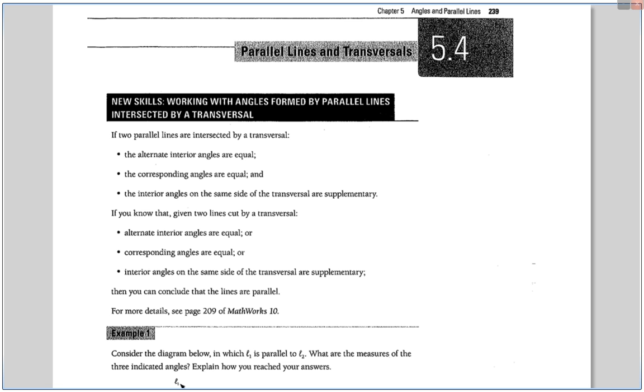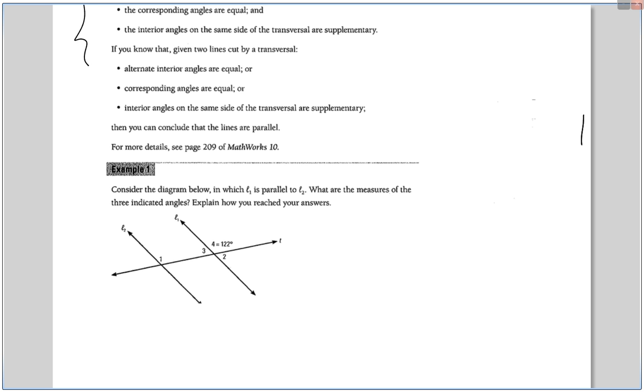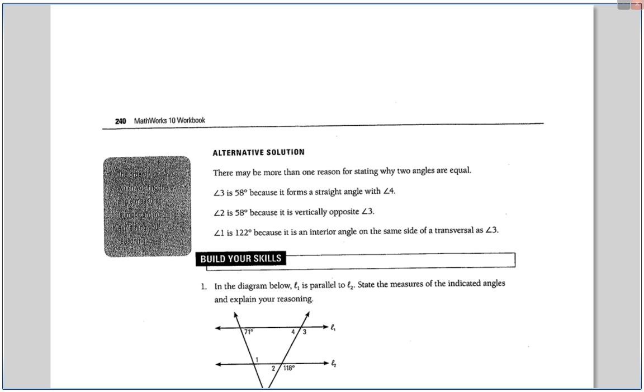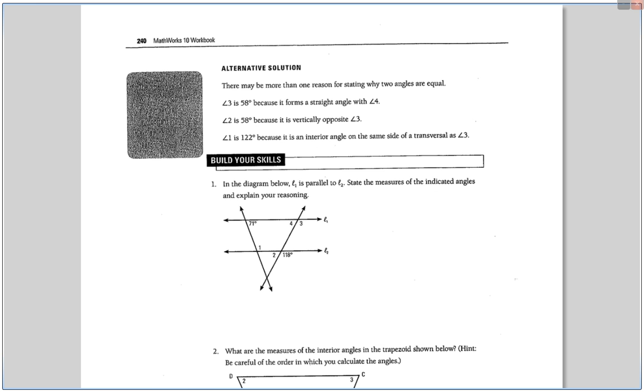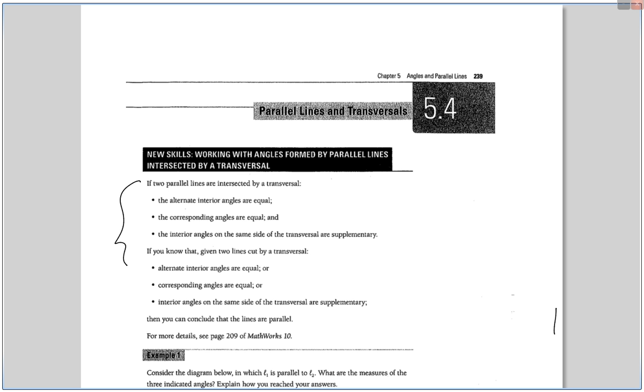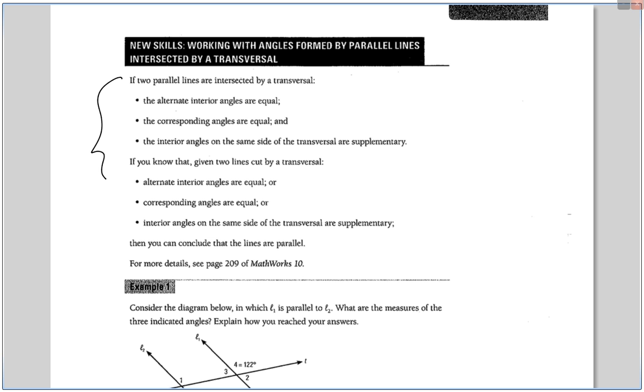Okay, so we're on section 5.4, parallel lines and transversals. In the last section we talked about a lot of this stuff, so refer back to that video. In 5.4 we can't jump into the questions yet. We need to look at some of those notes.